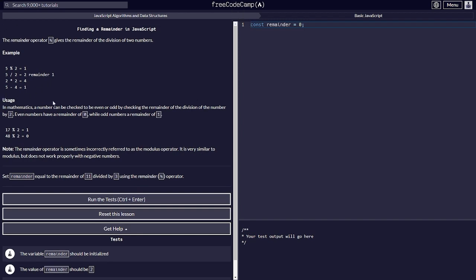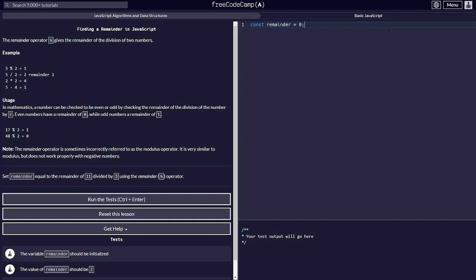Usage. In mathematics, a number can be checked to be even or odd by checking the remainder of the division of the number by 2. Even numbers have a remainder of 0, while odd numbers have a remainder of 1. Note the remainder operator is sometimes incorrectly referred to as the modulus operator. It is very similar to modulus, but does not work properly with negative numbers. Set remainder equal to the remainder of 11 divided by 3 using the remainder % operator.